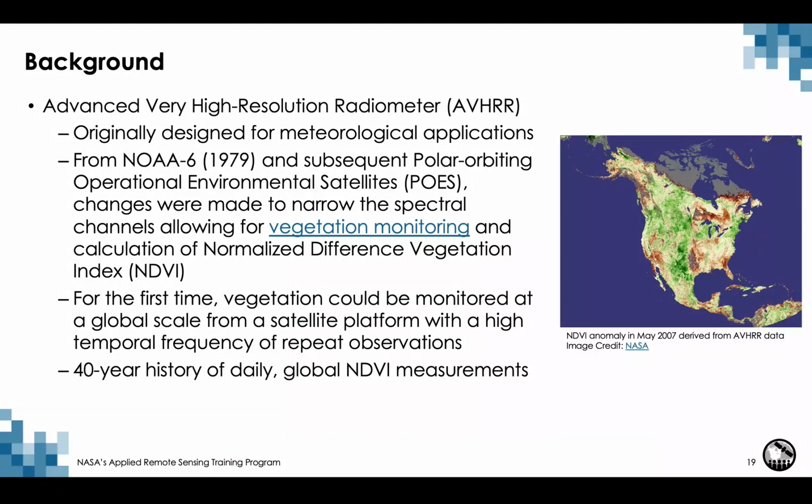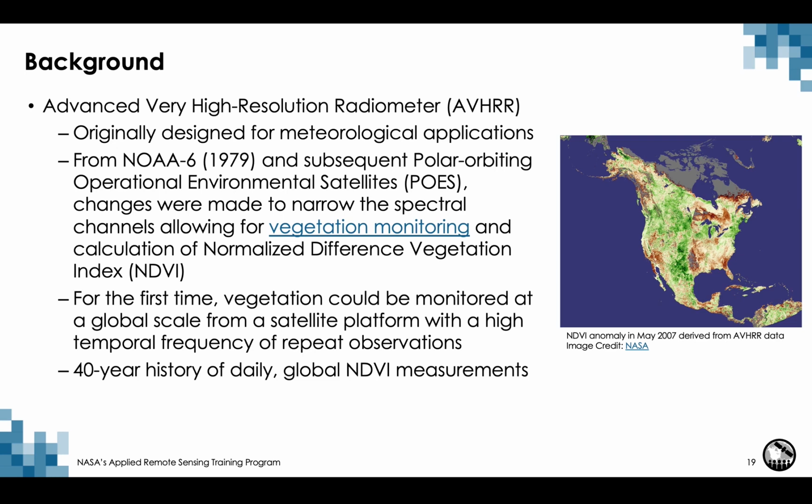Since the launch of the first polar orbiting weather satellite in 1960, NOAA and the European Organization for the Exploitation of Meteorological Satellites, or EUMETSAT, have been funding a constellation of polar orbiting weather satellites to improve the accuracy of weather analysis and forecasting. Originally designed for meteorological applications, the Advanced Very High Resolution Radiometer, or AVHRR, instrument was launched on NOAA 6.